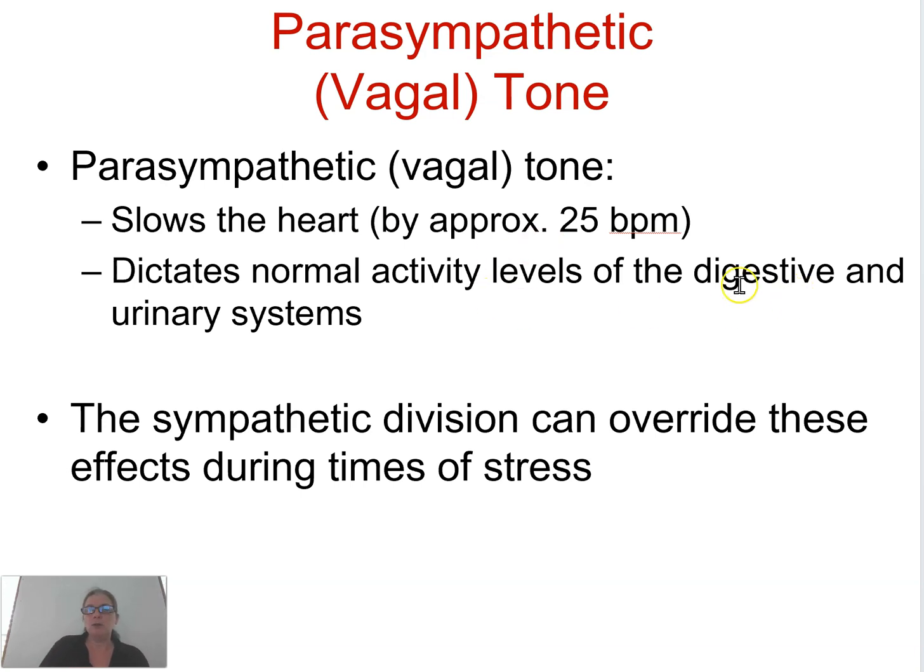And we have a normal vagal tone in our digestive and urinary systems for baseline function. During stress, the sympathetic overrides this, right? Like your heart rate goes up. However, just normally we have this vagal tone that keeps it nice and low. So that finishes our material on the autonomic nervous system.